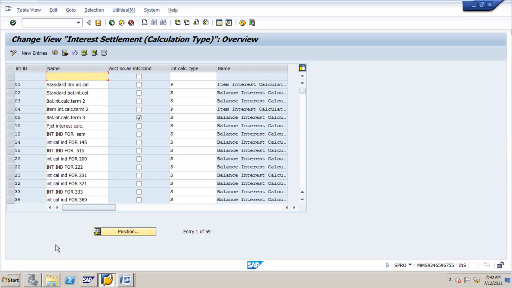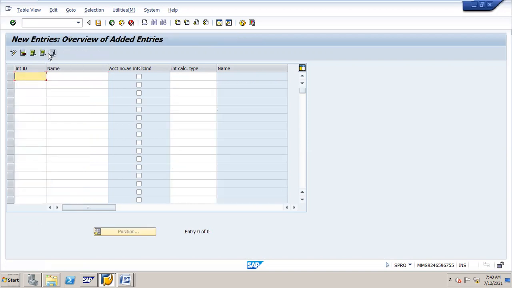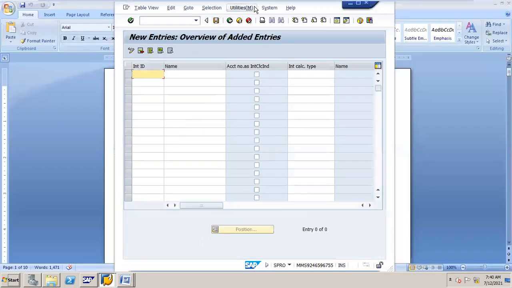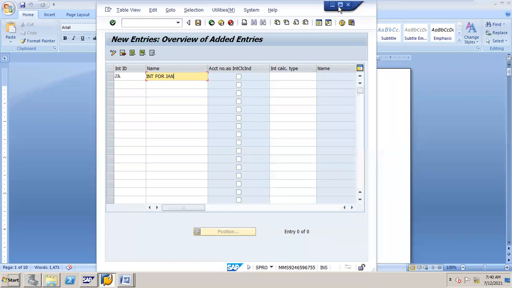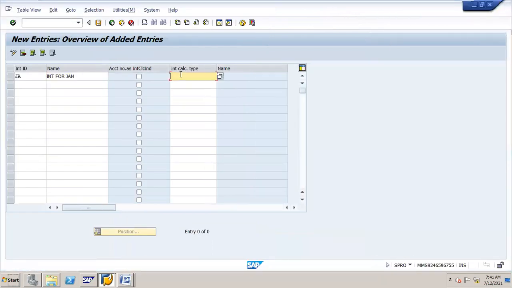So select new entries. Here, what I'm doing now, first, let me create one indicator. So what is an indicator? It is only 2 digits. So let me take JA. Okay, so here I'm going to write the text: interest calculation for JAN. Here now I have taken one indicator. Now I am going to tell the system what type of interest calculation type it is.